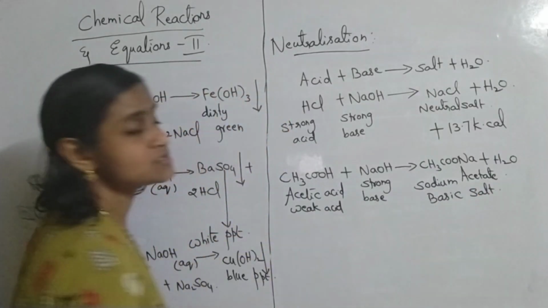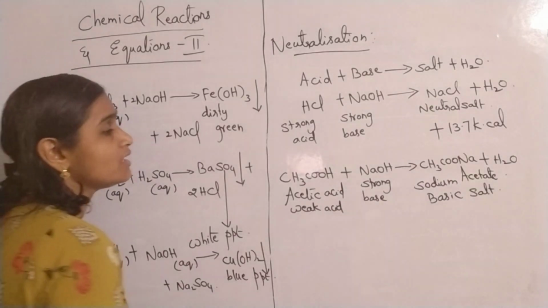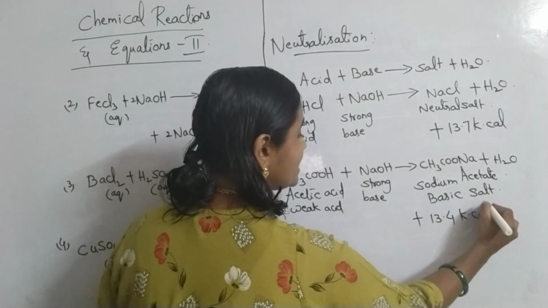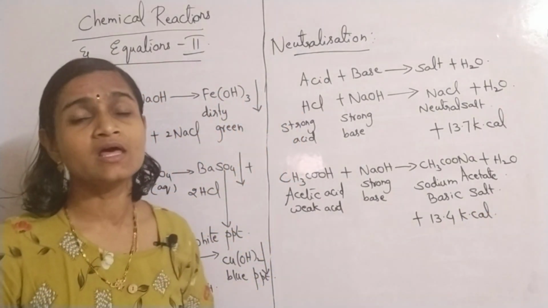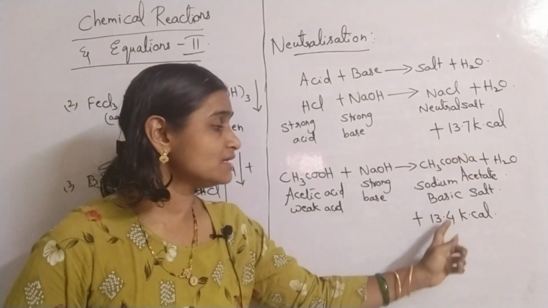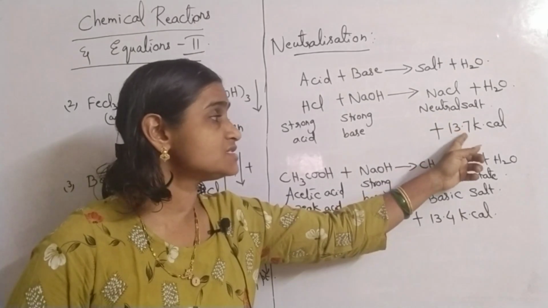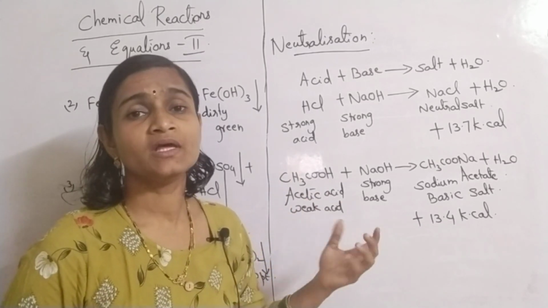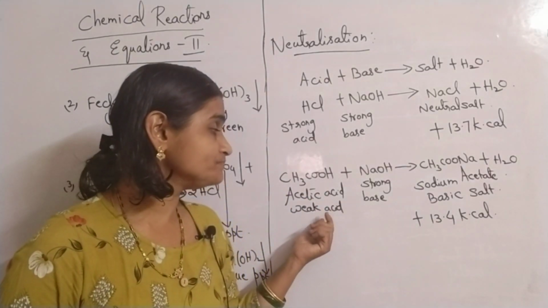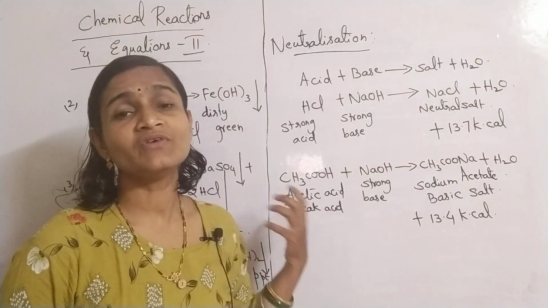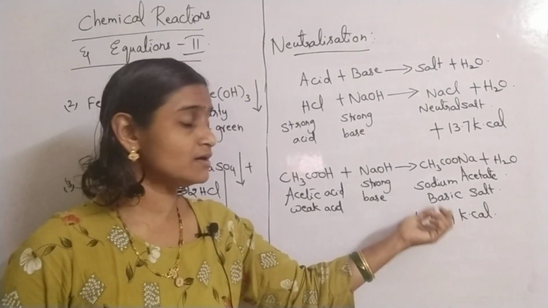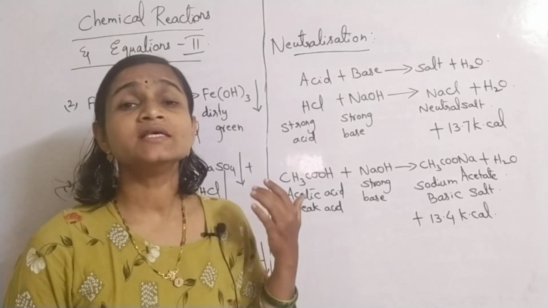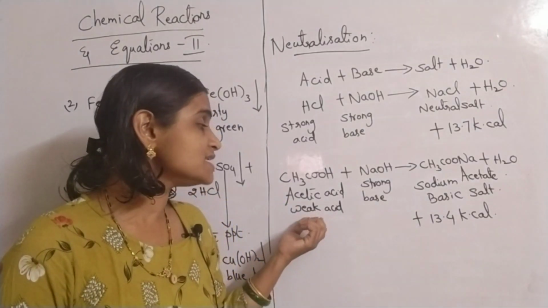Now please remember, sodium acetate is what? Basic salt. Here also some amount of heat energy is released, but here you will observe only 13.4 kilocalories of heat is released. If you compare the first reaction to the second reaction, 0.3 kilocalories of heat is used up for neutralizing this weak acid. For neutralizing this weak acid, 13.4 kilocalories only is released. That means that extra 0.3 kilocalories of heat is getting used up in order to ionize that weak acid.